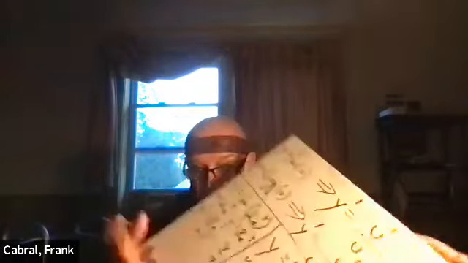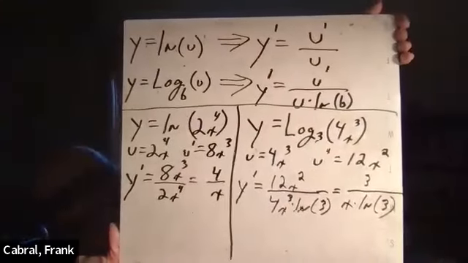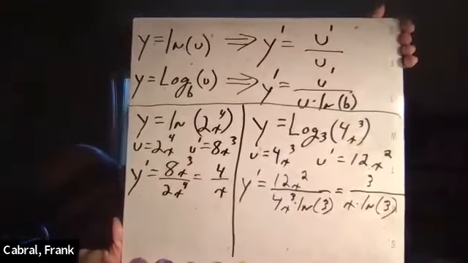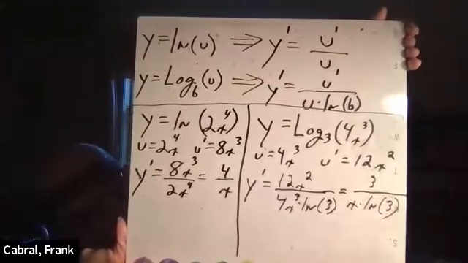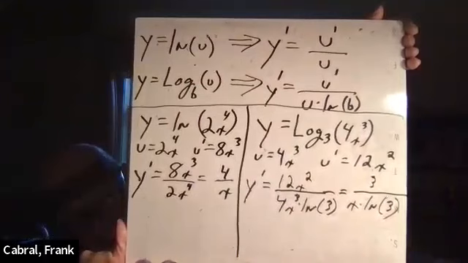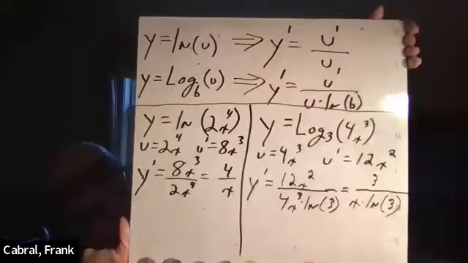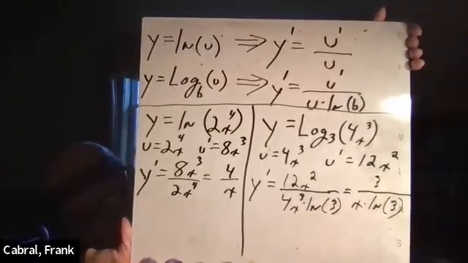So I'm going to reduce this to 3 divided by x times the natural log of 3. All right, let me show this to you. Okay, so notice by identifying u and u prime, then using the derivative formulas, you just plug and chug and reduce. You always give your answer in simplest form.